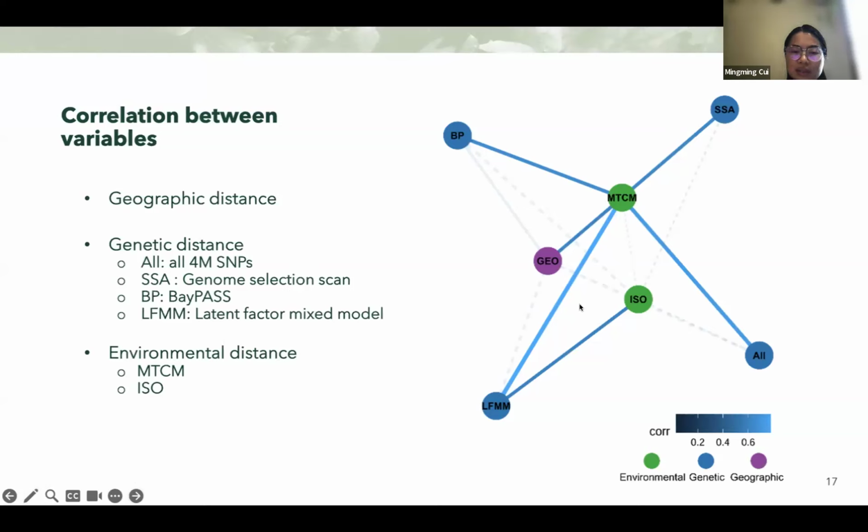The results are shown in this network figure. The solid lines represent significant correlations. The darker the color, the higher the coefficient value. We see that the mean temperature of the coldest month is strongly correlated with all datasets, suggesting a strong impact of temperature on the genetic variation of ALB populations.